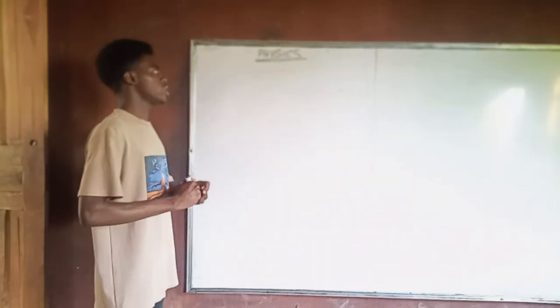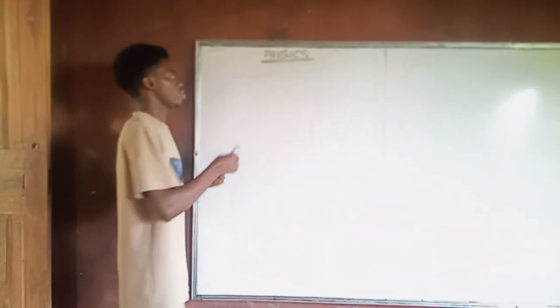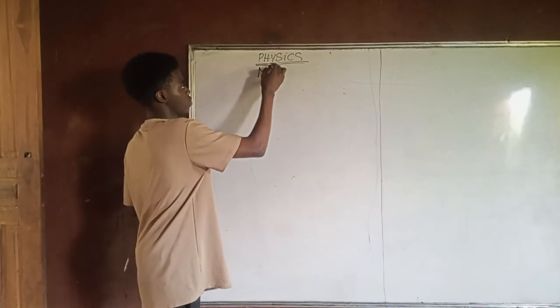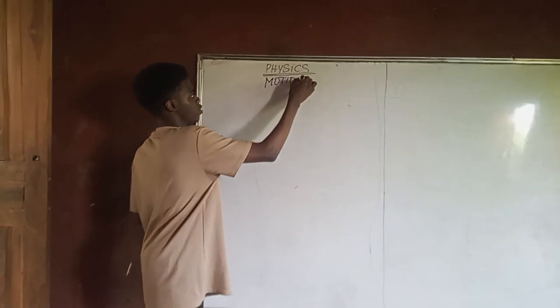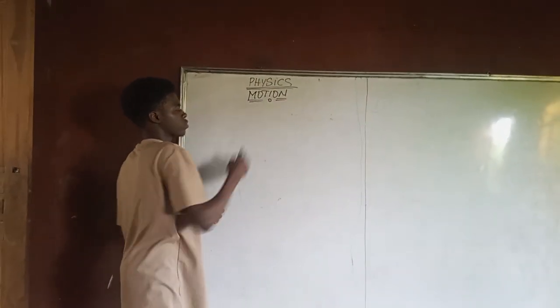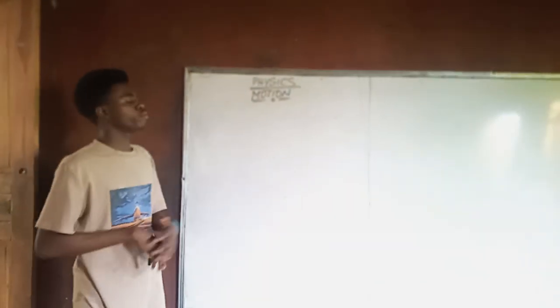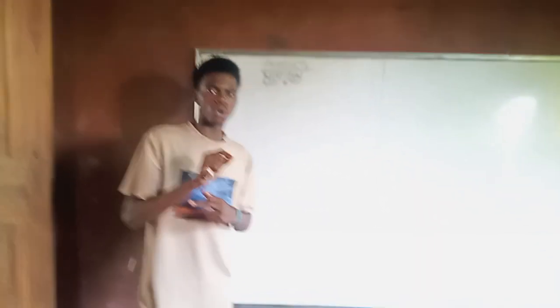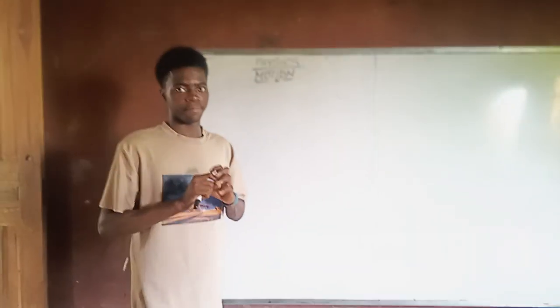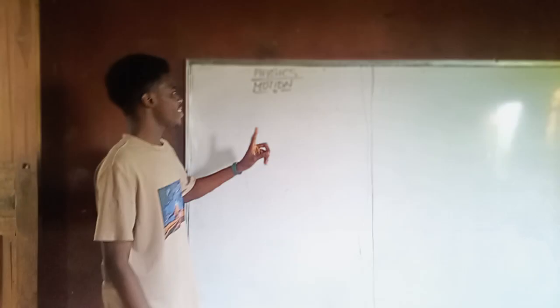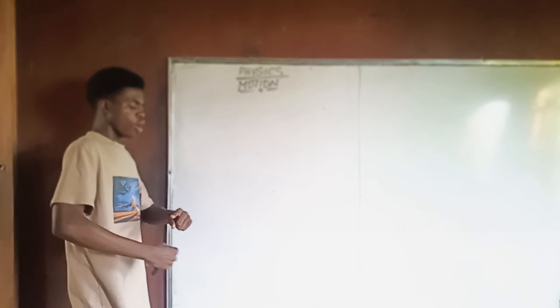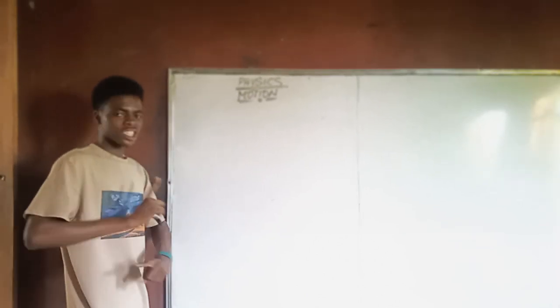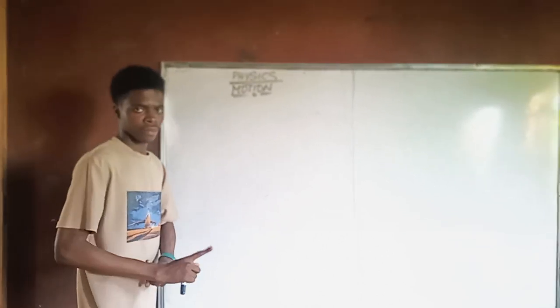Today we'll be starting on the topic: motion. What is the definition of motion? Motion is the change in the position of an object or a body with respect to time.